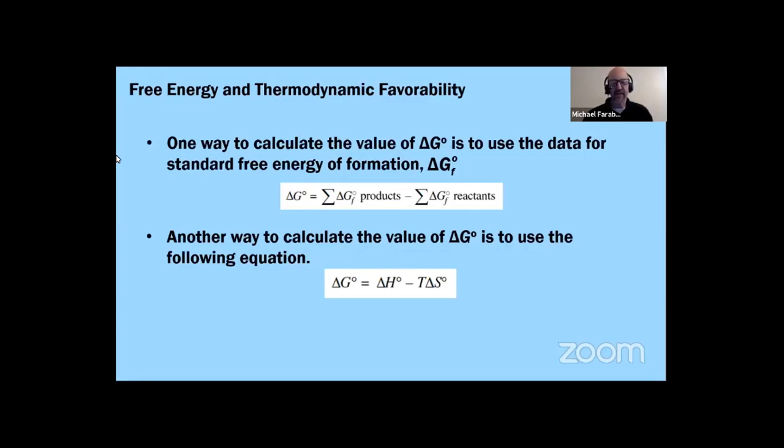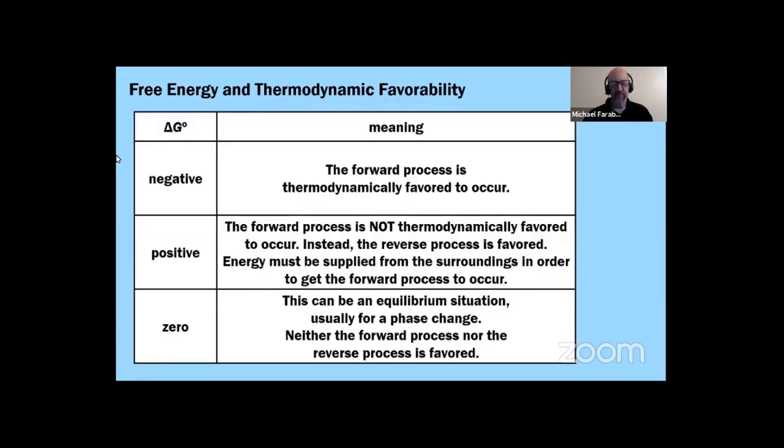All right, so free energy and thermodynamic favorability. Well, there are essentially three possibilities for delta G. It could be negative, positive, or zero. If delta G is negative, as I said, it means it's favored. The forward process, as in the reaction as it's written from left to right, is favored to occur. But if delta G is positive, then the forward process is not favored to occur. Instead, the reverse process would be favored. Or you could say that energy must be supplied from the surroundings in order to get the forward process to occur.